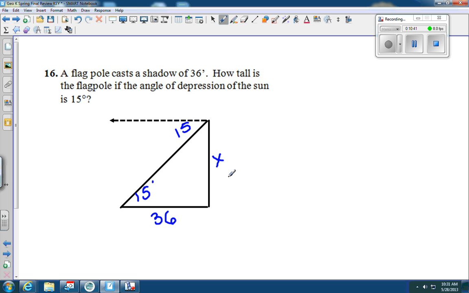So I have opposite over adjacent. So I can say tangent of 15 degrees equals x over 36. So in order to solve for x, I do 36 times the tangent of 15, and that should give you about 9.6 feet.